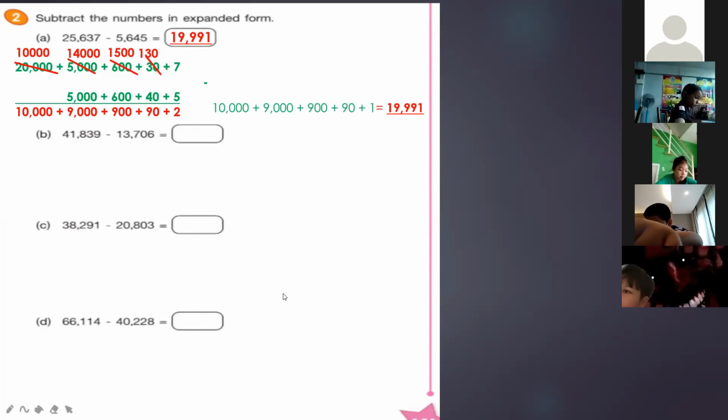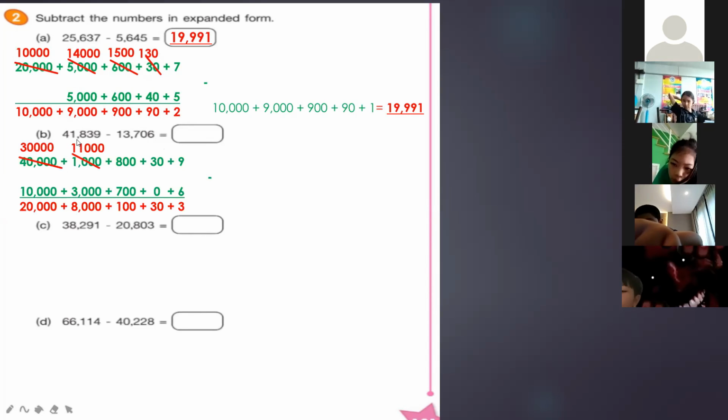Okay, so for letter B, we have the numbers 41,839 minus 13,706. So what is the difference? So let's write the expanded form. We have 40,000 plus 1,000 plus 800 plus 30 plus 9. And for 13,706, the expanded form is 10,000 plus 3,000 plus 300 plus 0 plus 6.